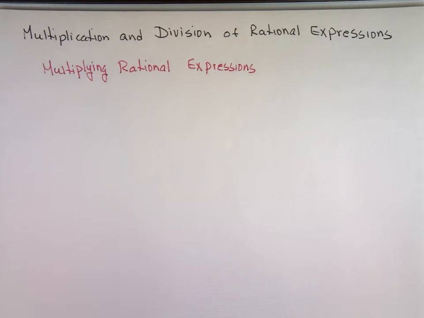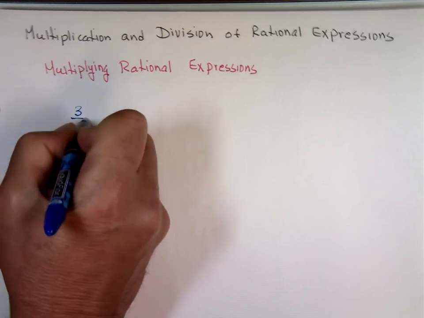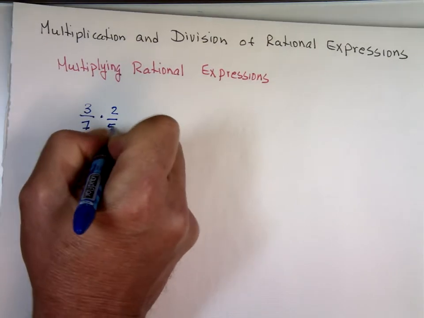Multiplying and dividing rational expressions. Let's start with multiplying rational expressions. How do we multiply two rational expressions? For example, how do we multiply 3 over 7 times 2 over 5?